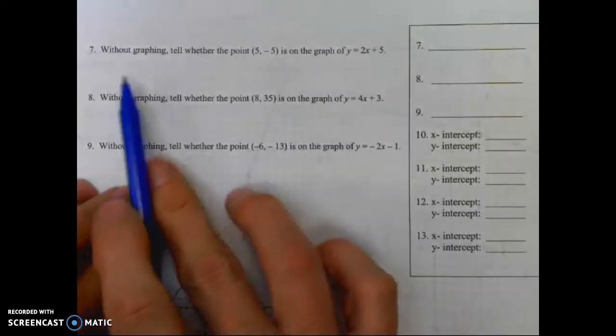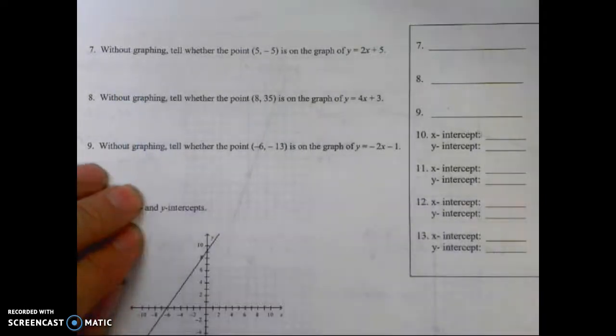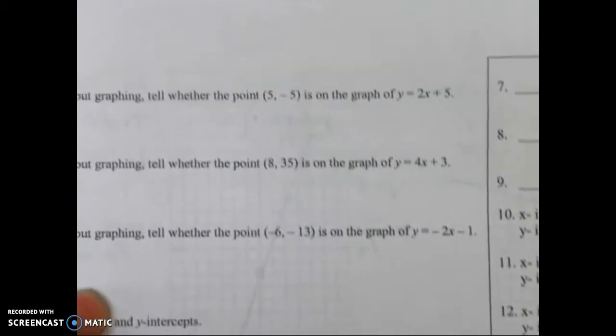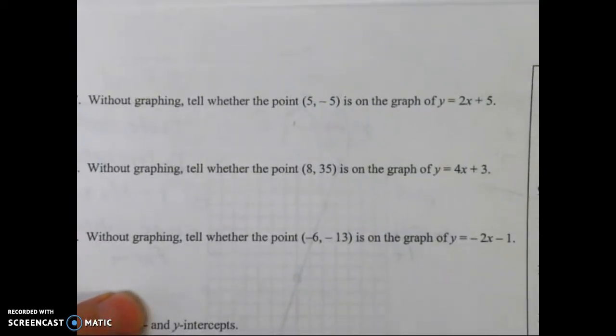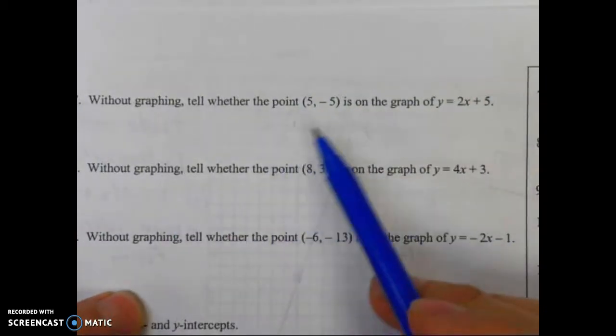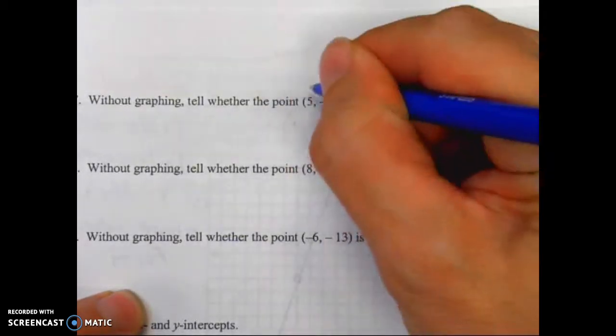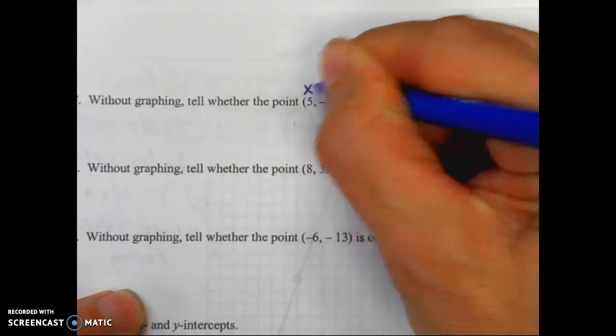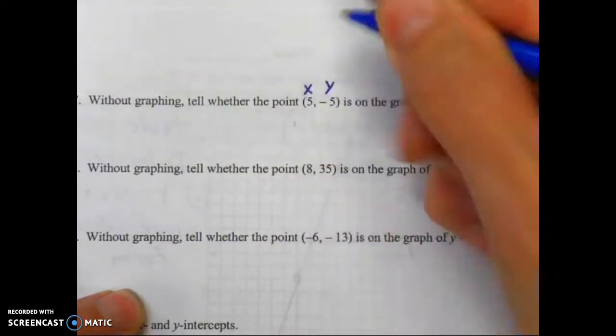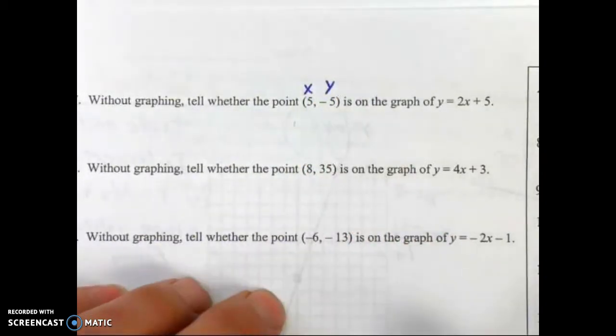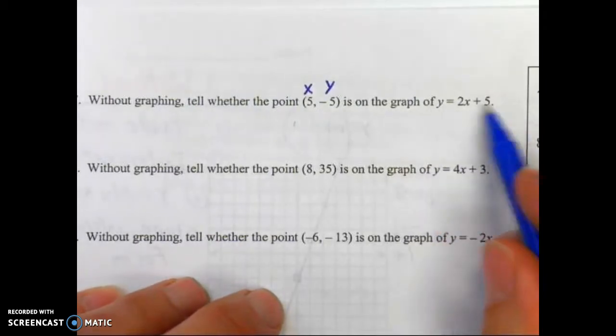So it says, without graphing, tell whether the point (5, -5) is on the graph. Now remember, this is a point. So this is an X, this is a Y. Sometimes we call them X1, Y1. This time you don't need to. So here's my equation. Now watch.